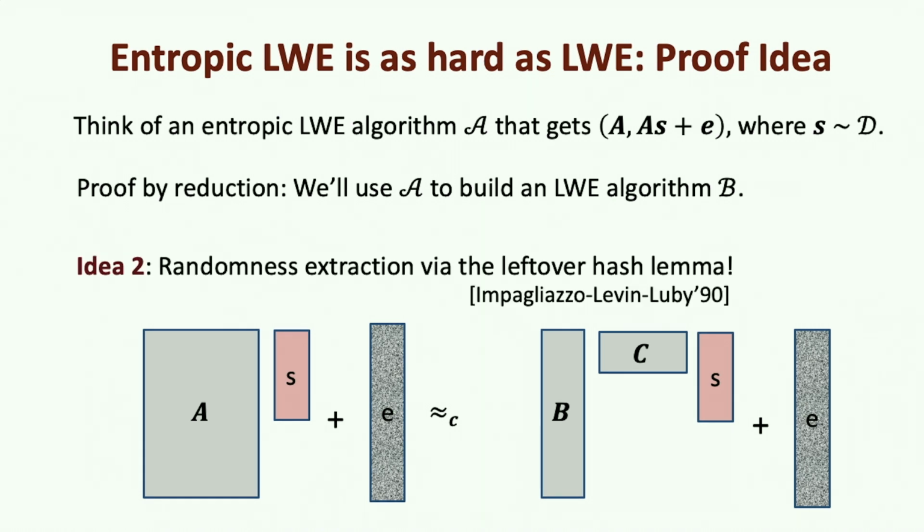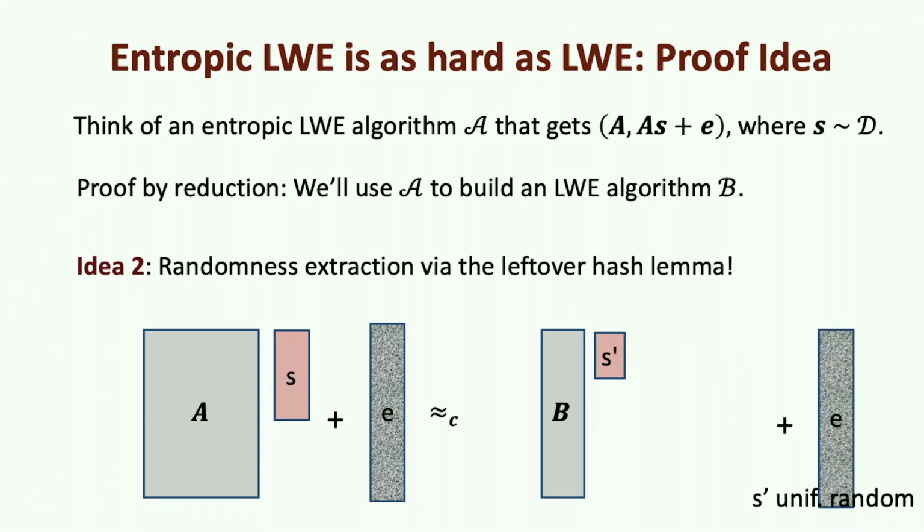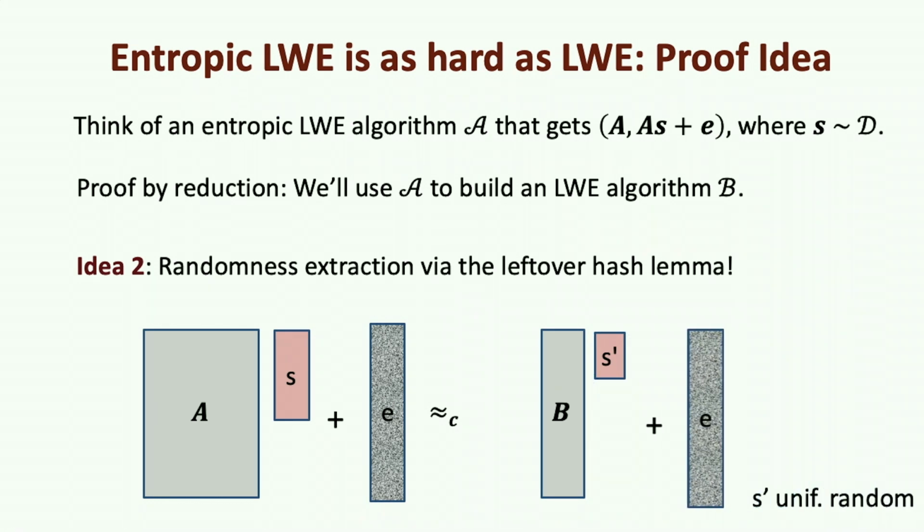Now I apply the leftover hash lemma. I look at C times S. There's a hidden low-dimensional subspace C inside A. That's how I set it up. So C times S is now a truly random vector. So I get B times a much shorter vector of length roughly k, the entropy. And this looks like the LWE distribution, which is computationally indistinguishable from random, right?